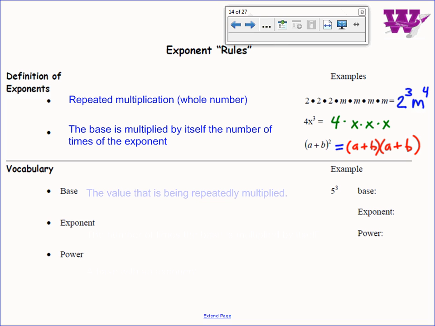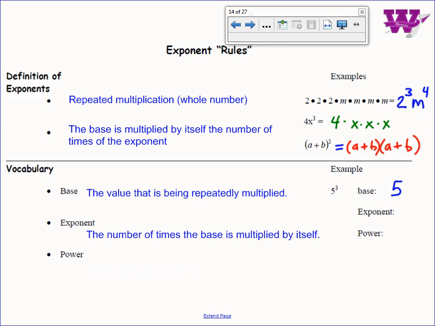We know the base is the value that is being repeatedly multiplied. In the power 5 cubed, right? 5 cubed is a power. The base would be 5. The exponent tells us the number of times the base is multiplied by itself. In the power 5 cubed, the exponent would be 3.